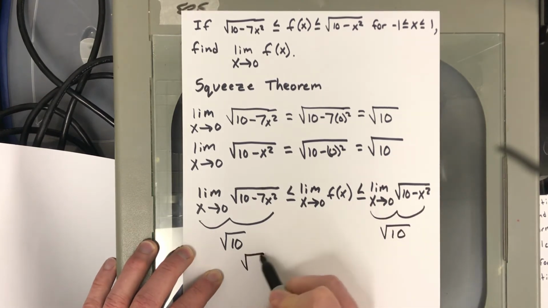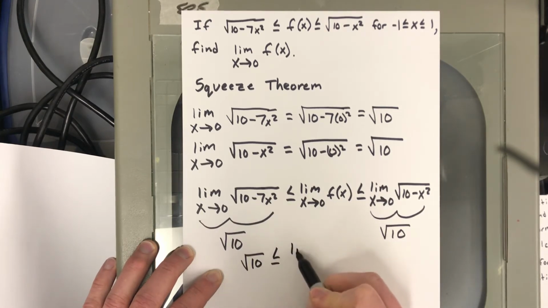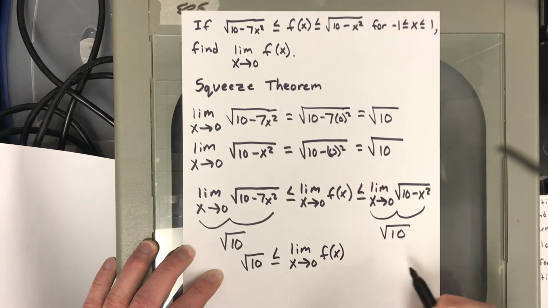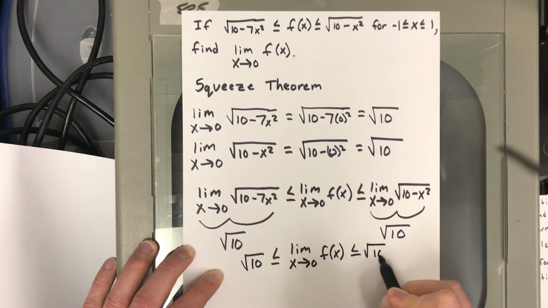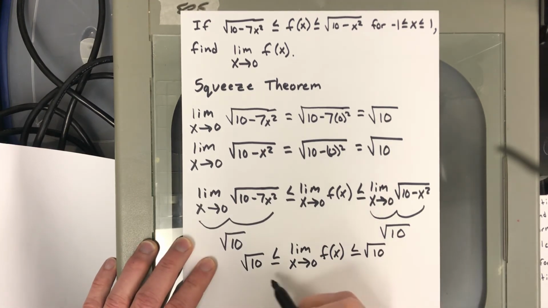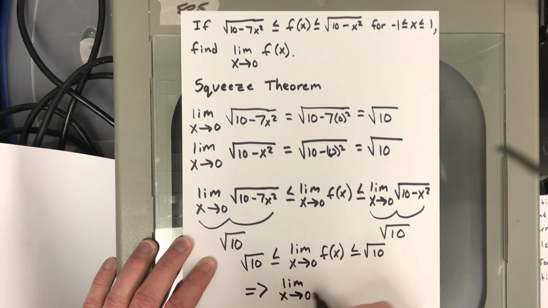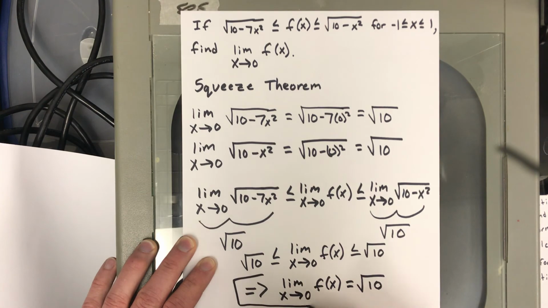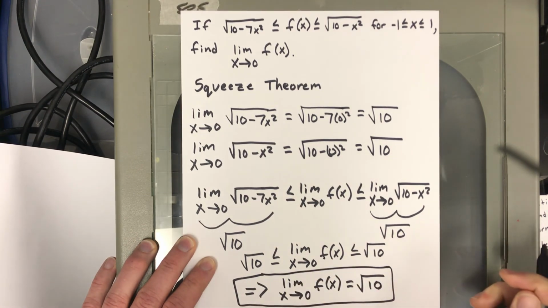So that means the square root of 10 is less than or equal to the limit as x approaches 0 of f of x, which is less than or equal to the square root of 10. So the limit as x approaches 0 of f of x is between square root of 10 and square root of 10. Well, that's the same number. So that implies that the limit as x approaches 0 of f of x is just equal to the square root of 10. And that's our answer. That's the squeeze theorem. Hopefully it makes some sense.